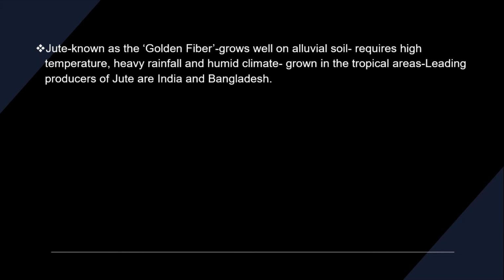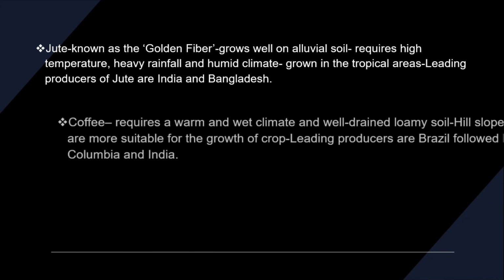Jute, known as the golden fiber, grows well on alluvial soil and requires high temperature, heavy rainfall and humid climate. Grown in the tropical areas. Leading producers of jute are India and Bangladesh.